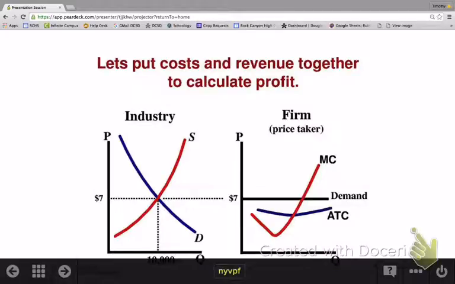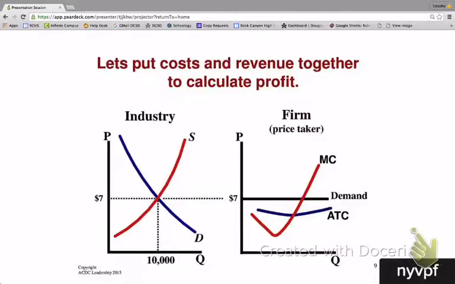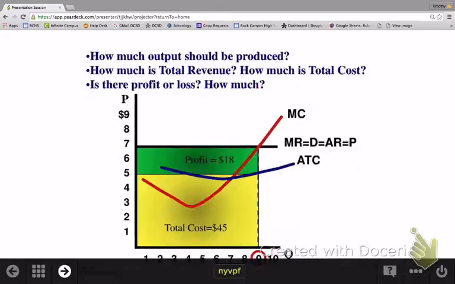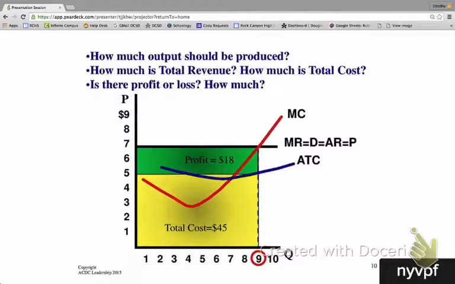So now let's put cost and revenue together to calculate profit. Here we see side by side the industry demand curve, which is downward sloping, with the individual firm's demand curve, which under perfect competition is perfectly elastic. We've also drawn in the firm's average total cost curve and its marginal cost curve. So how much output should be produced? How much is total revenue? How much is total cost? And is there profit or loss?